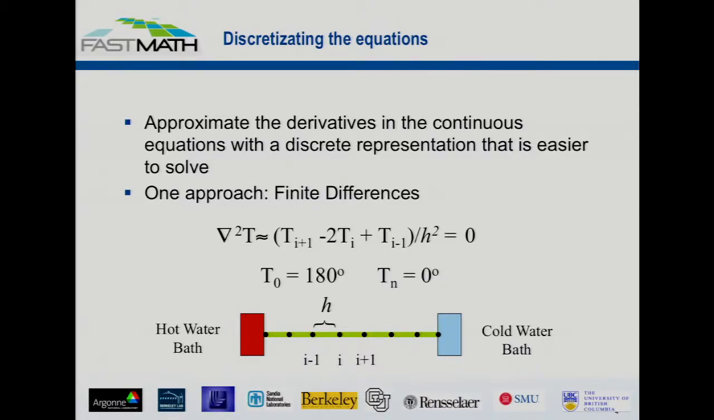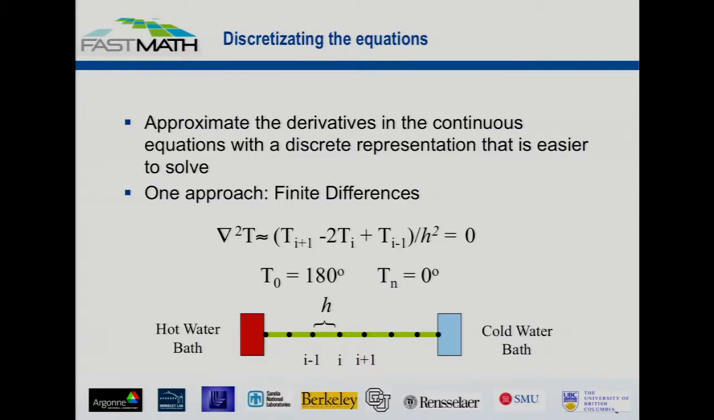You'll place discrete points along that rod. Perhaps they're equally spaced with grid spacing h. And one of the things that you can think about is, well, I know that the temperature at any given point on my rod is going to be the average of the temperature on the points around it. And so you represent that discretely with this kind of an equation for the Laplacian.